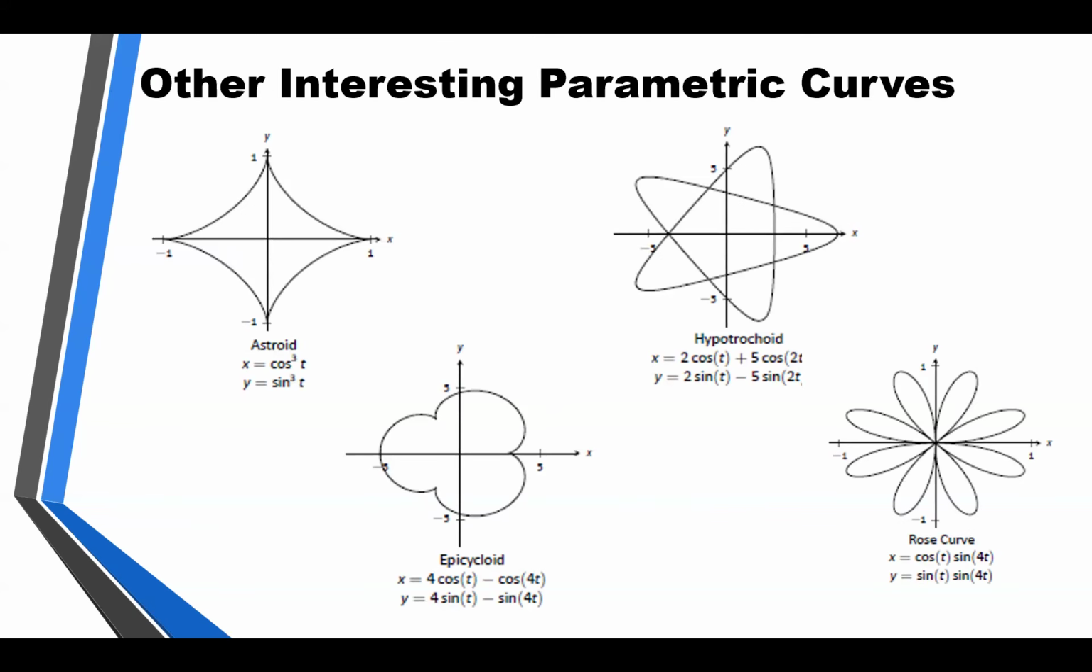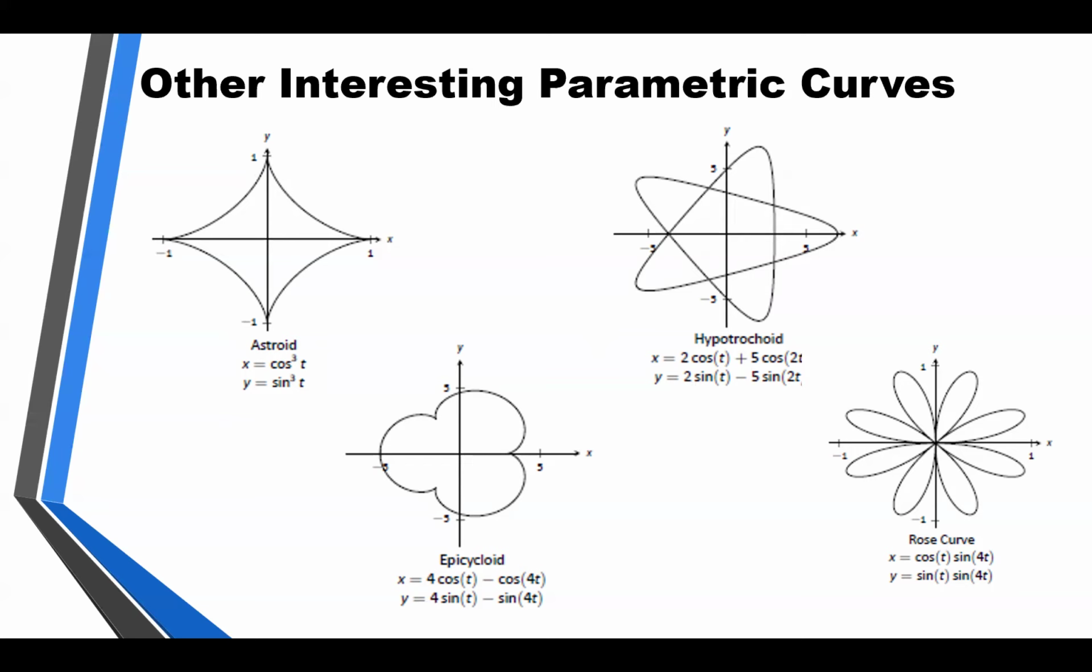These aren't the only interesting parametric curves we can have. There's some weird ones, like if we have cosine cubed of t as our x value and sine cubed of t as our y value, we get this thing, which is called an asteroid. These graphs are all in the book that we use for my class.